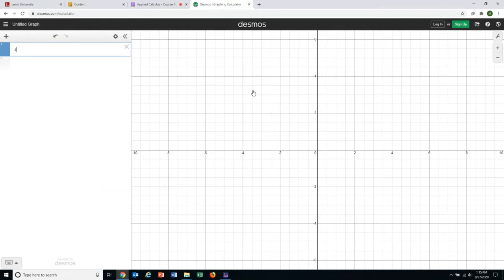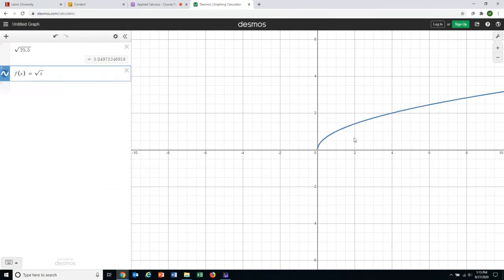We know that our goal is to approximate the square root, which you type in SQRT, of 25.5. We get it right there, and it tells us what that value is going to be. When we're trying to approximate this, we want to use as our function f of x the square root of x. When you type in the square root of x, Desmos will give you that graph right over here.